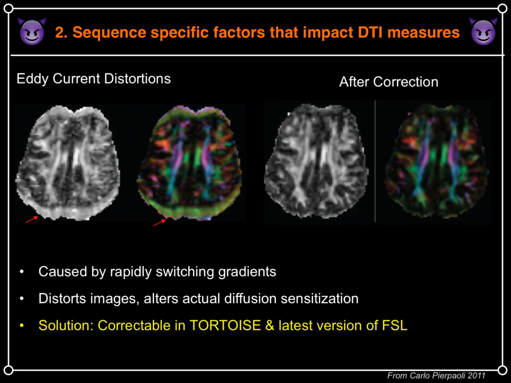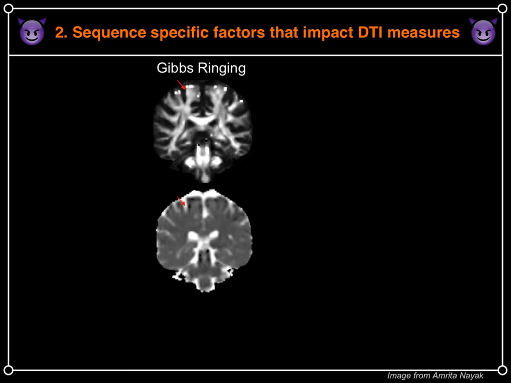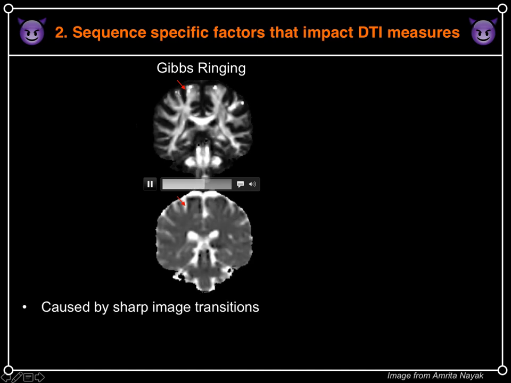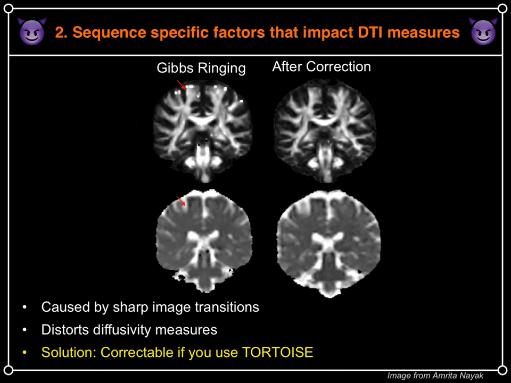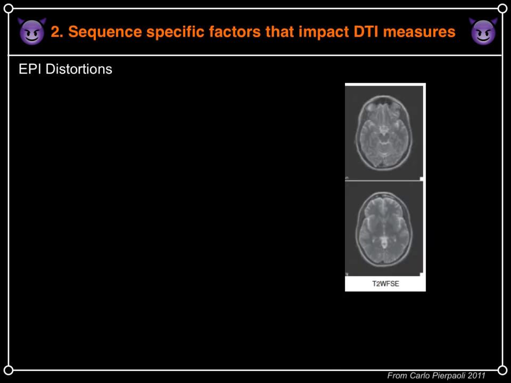But these are all correctable if you use the latest version of FSL or Tortoise, which is a package developed at the NIH. You can do a really good job of removing these sorts of distortions. The other common artifact is called Gibbs ringing. In this movie, what I'm showing you are these high intensities, particularly in regions where there are sharp image transitions between the gray matter, white matter, and CSF. Again, this can manifest as high fractional anisotropy, particularly in certain brain regions, and can be misleading. This can also be corrected, particularly if you use a package called Tortoise.